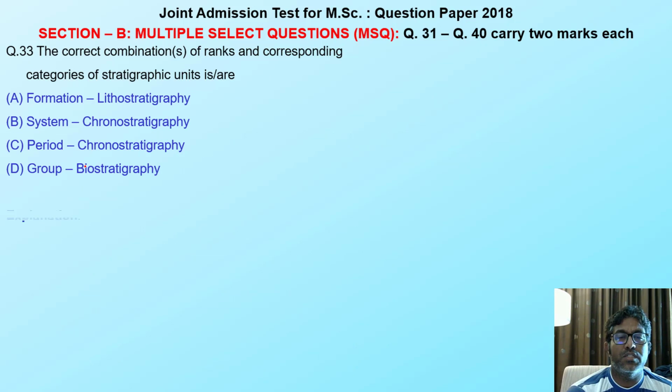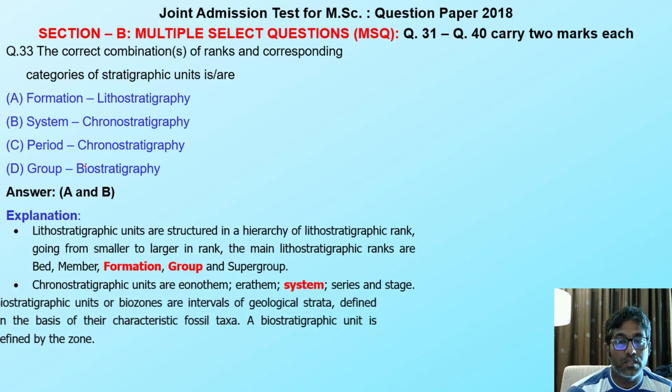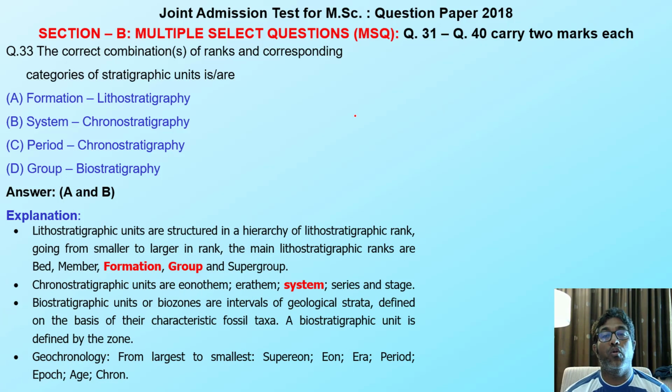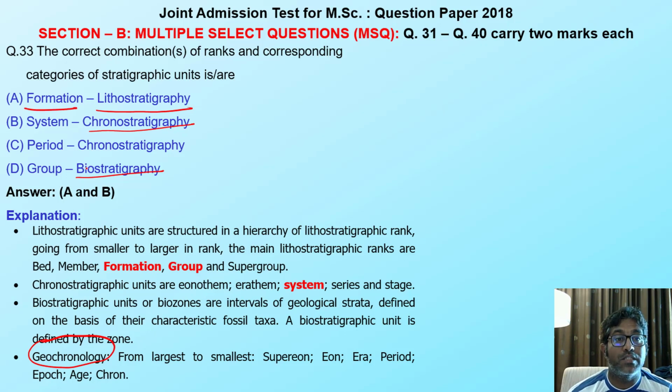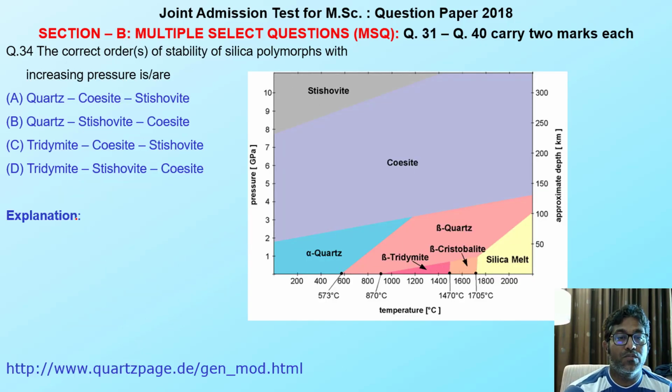Moving to the next question, this is a very simple question, no need to panic. You just have to clear your basics. What is lithostratigraphy? You should know what chronostratigraphy, biostratigraphy, and geochronology are. If you know all these things, you can easily identify that formation is related to lithostratigraphy and system is related to chronostratigraphy. It is very simple, so your option will be A and B. Just stick to your basics and remember all the definitions, then you can easily solve most of the questions asked in JAM.